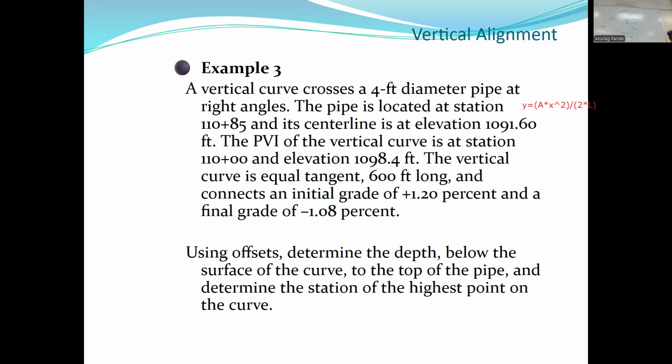And why I know that I made a mistake in drawing it: this is 1098.4, and you're coming down with only a 1.08% grade. So even if you come down 300 feet of horizontal distance, you're only going to come down about 3.24 feet. So even at this point, you can figure out the elevation of PVT.